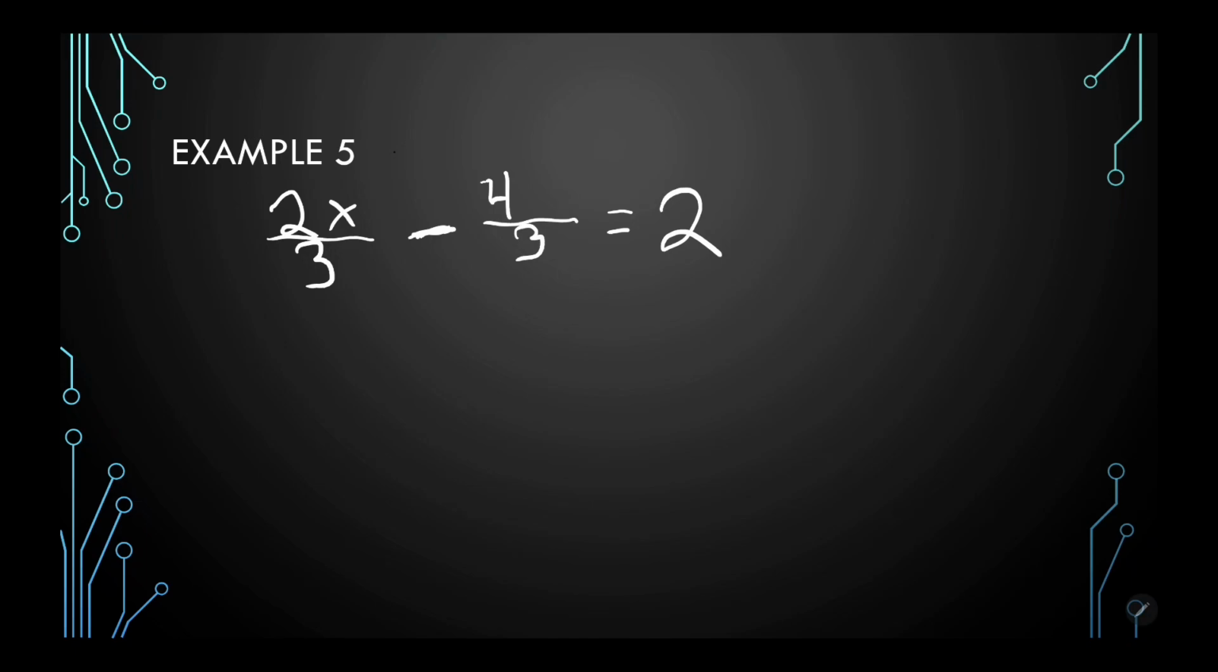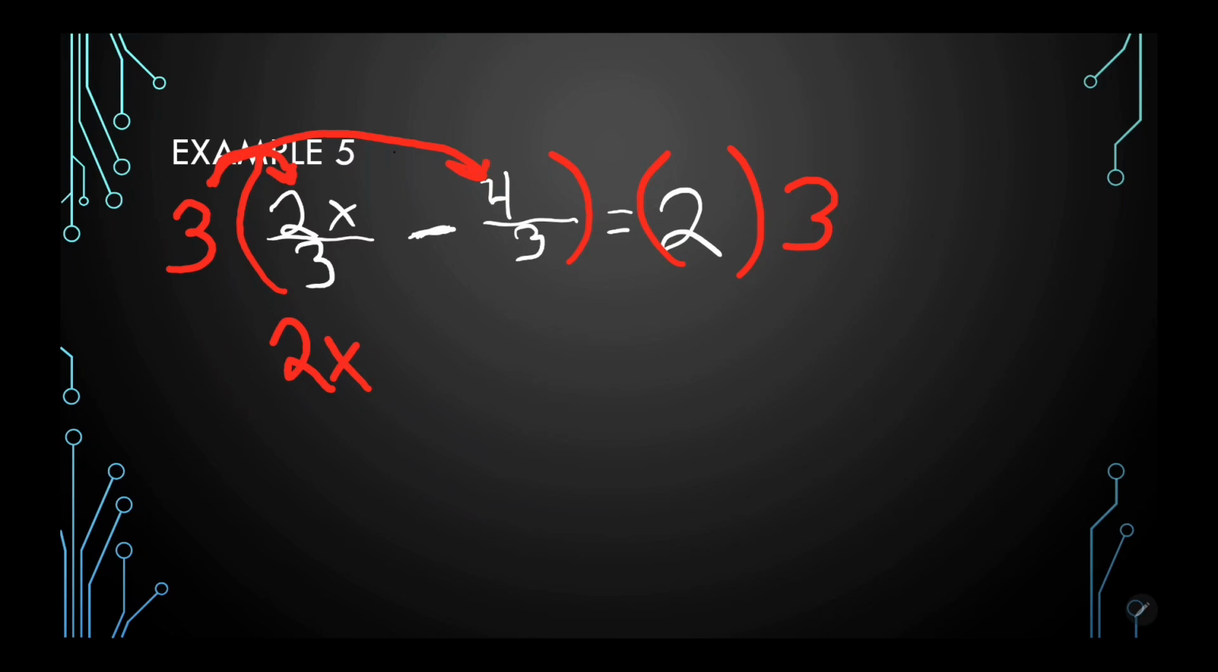Example 5. 2x divided by 3 minus 4/3 is equal to 2. Whenever we have a fraction, if we want to get rid of it, we're going to go ahead and multiply both sides by the least common denominator. In this case, it's going to be 3. Three times 2 gives you 6. 6 divided by 3 is 2x.